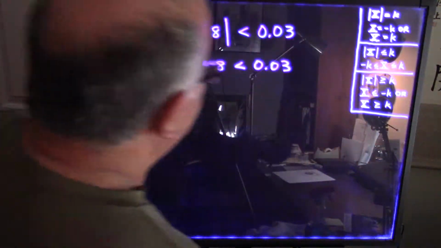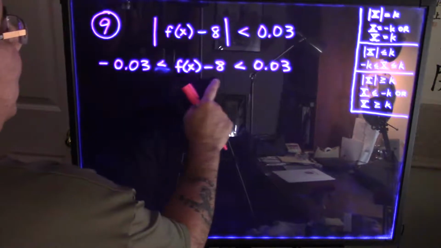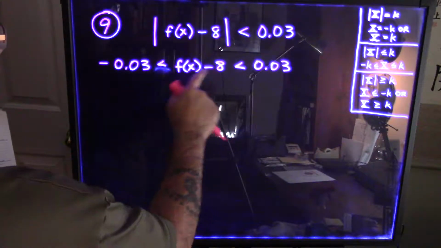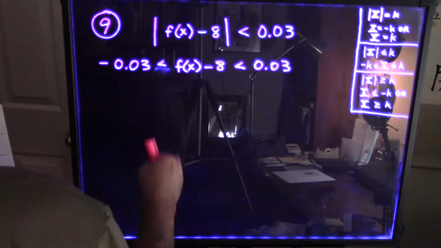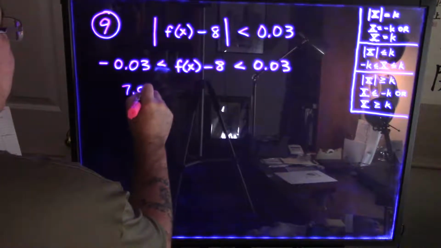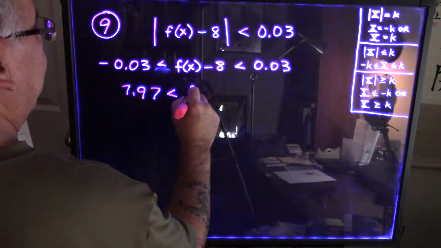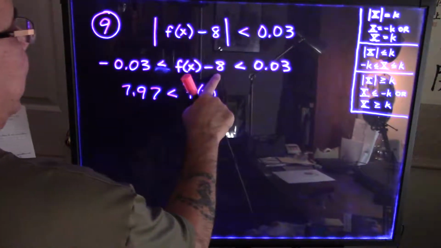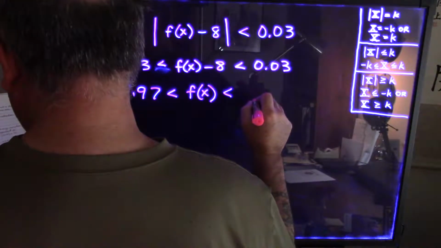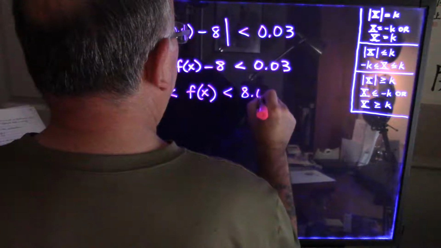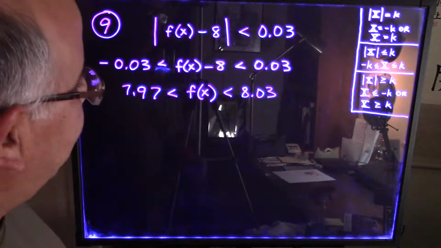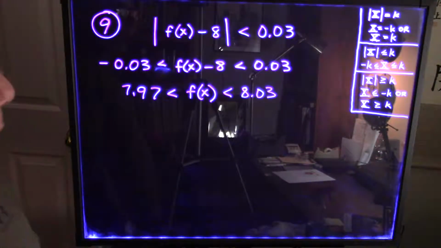Anyway, you would add 8 to each of these three expressions separated by the inequalities, and so you would get 7.97 is less than f of x. Add 8 to that and you get 0, so it's just f of x, and that's less than 8.03. So f of x has to be between 7.97 and 8.03 in order for that to be true.